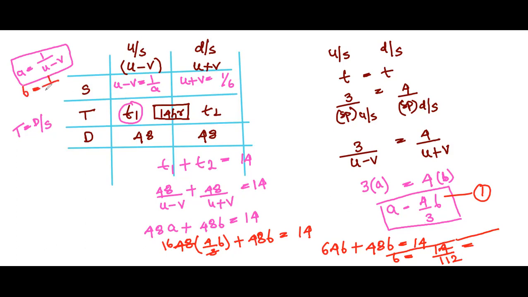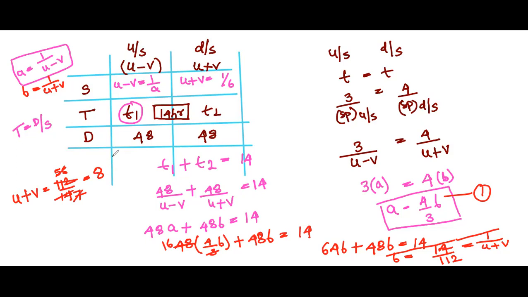So b is equal to 1 whole divided by u plus v. So this implies, what is u plus v here? I'm writing here. So u plus v will be equal to simply 112 divided by 14. 112 divided by 14, if you do, this is 8. So you will get u plus v is equal to 8.